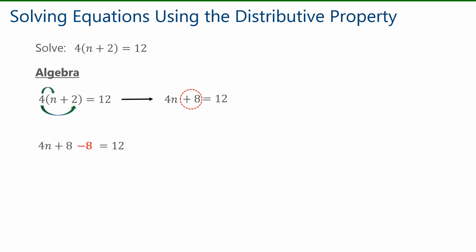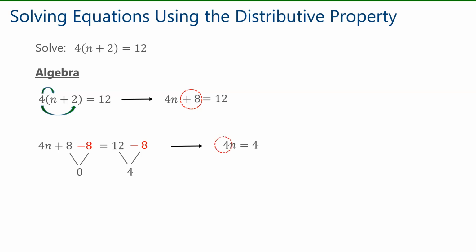And if I subtract 8 from the left-hand side, I would subtract 8 from the right-hand side. 8 subtract 8 equals 0. And on the right, 12 subtract 8 equals 4. When we rewrite the equation, we're left with 4n equals 4.